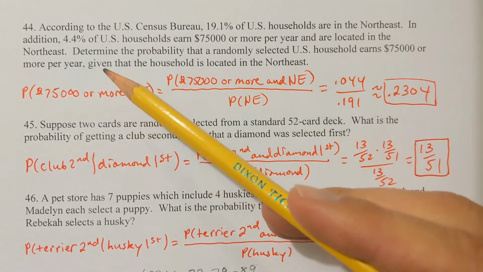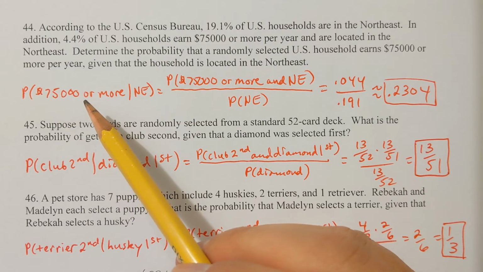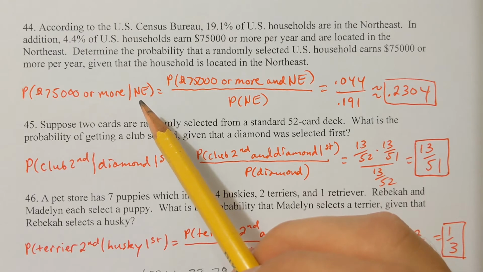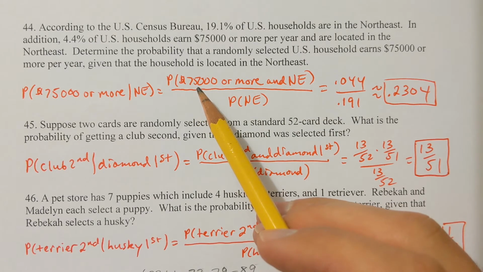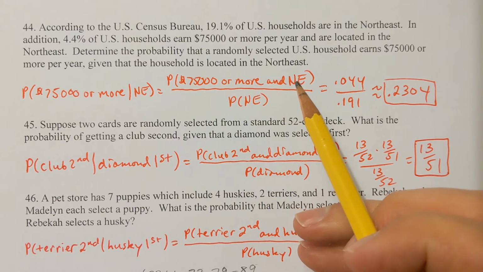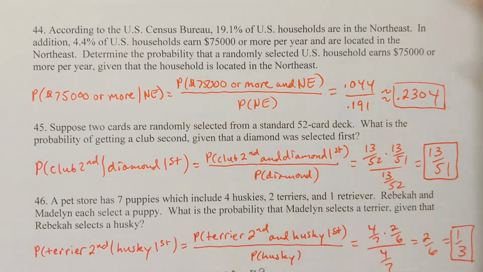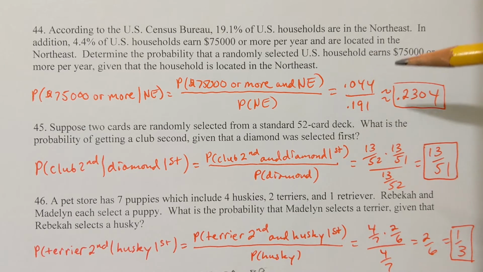Okay, given is a key word. So if I write that down, the probability of the house earning $75,000 or more, given that it's located in the Northeast. The fact that that's a key word indicates that I've got a conditional probability, so I'd want to use the conditional probability formula. The probability of selecting a house that's $75,000 or more and located in the Northeast, divided by the probability of it being located in the Northeast. Remember, whatever event you're given, you're going to be dividing by the probability of that event in the formula. So I'm going to be dividing by the probability of the house being located in the Northeast.